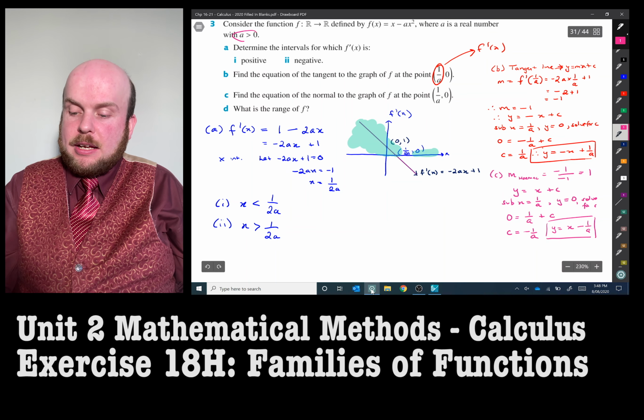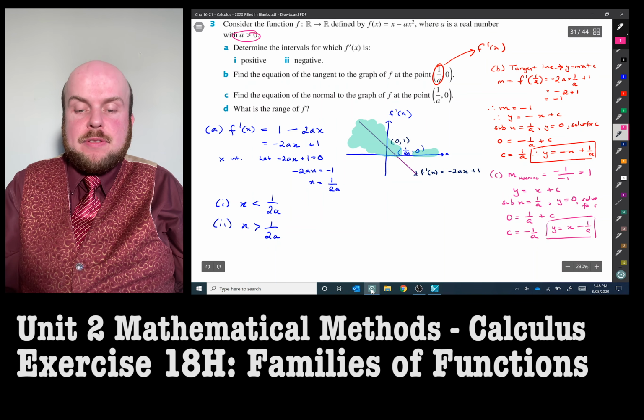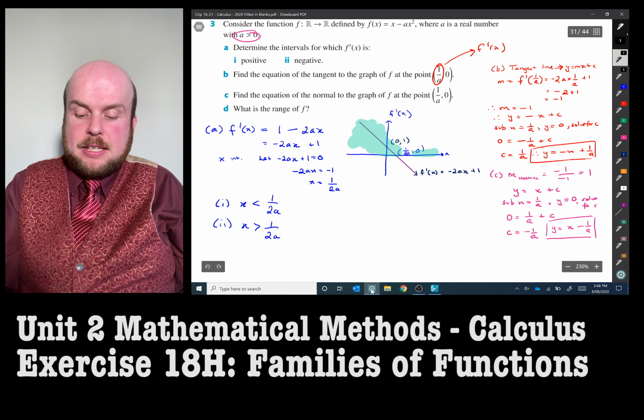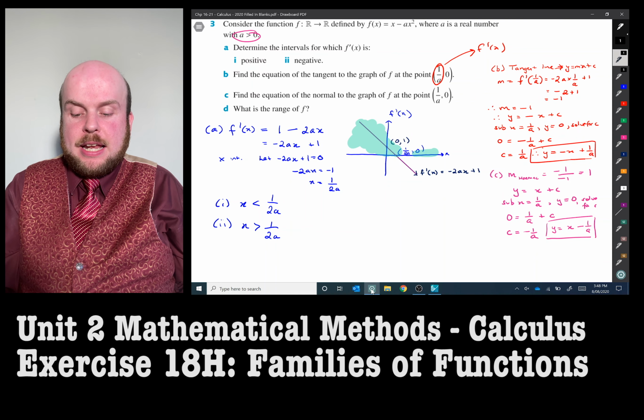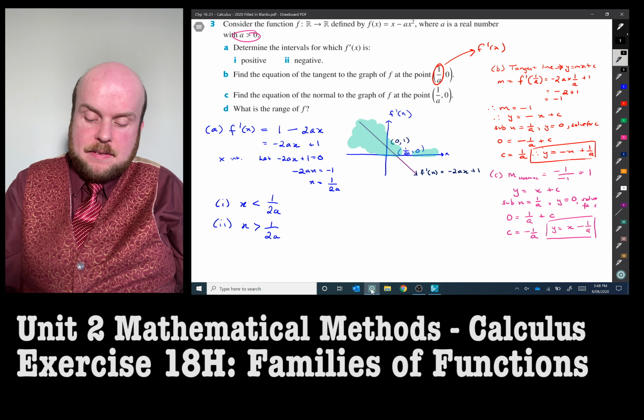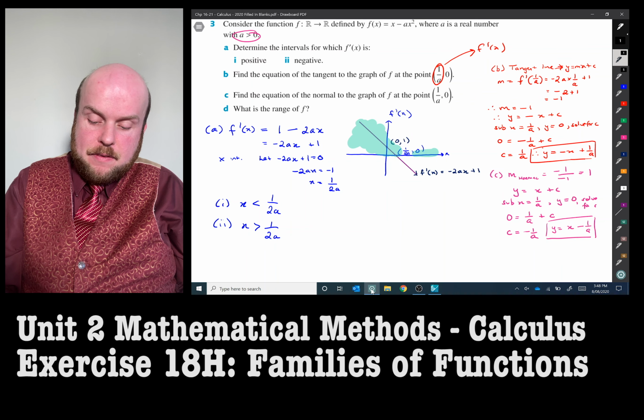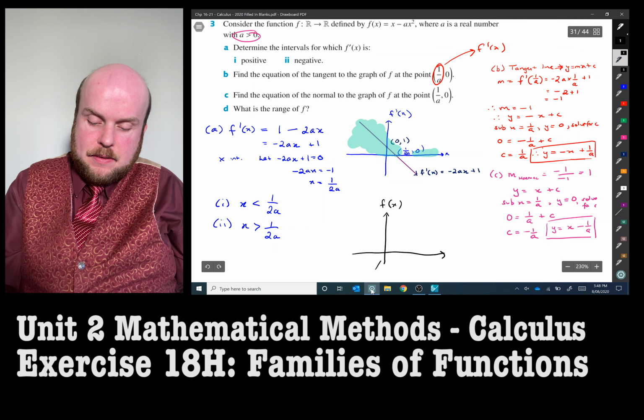If we look at the derivative graph that I've done, we know it starts going positive, then it has a turning point at 1 over 2a, and then the gradient is negative. So the original graph of y equals f of x is likely to look something like this.